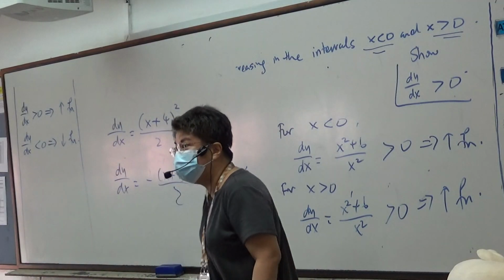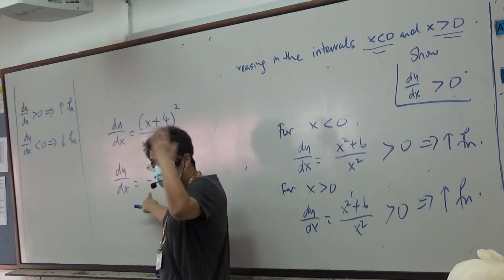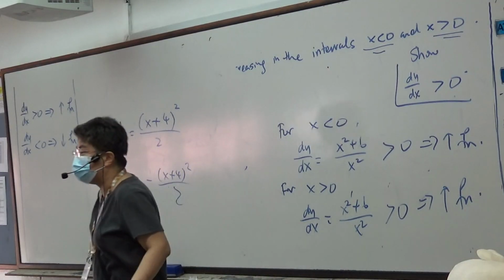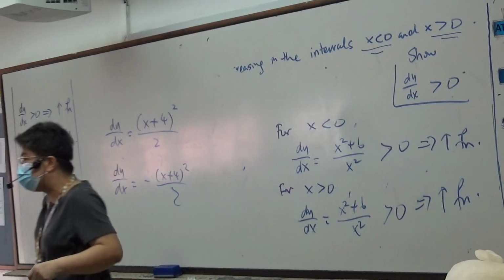This will be a decreasing function. Why? This is always positive. Then when you negative it, it's negative. So this is a decreasing function. That's why you must know how to read the algebraic expression.